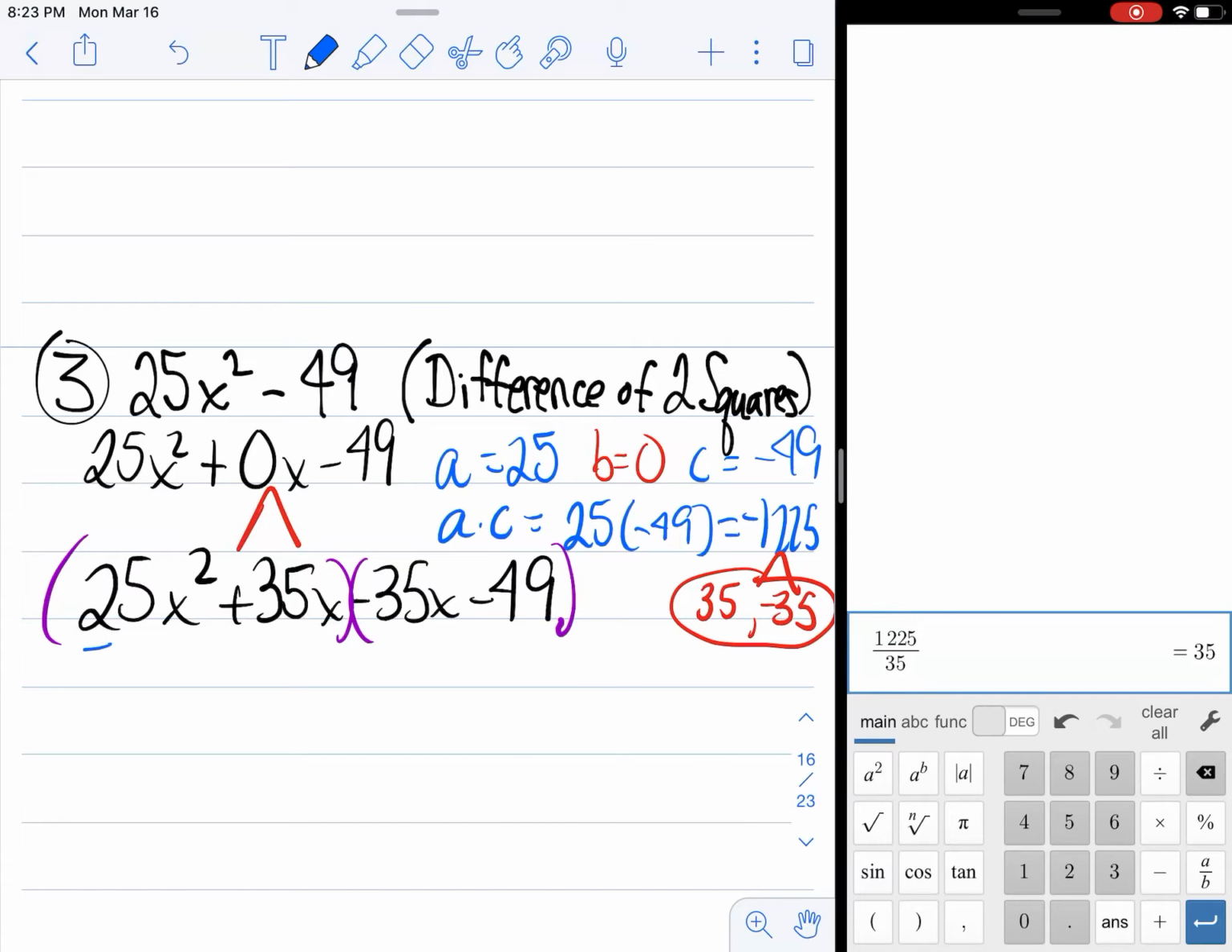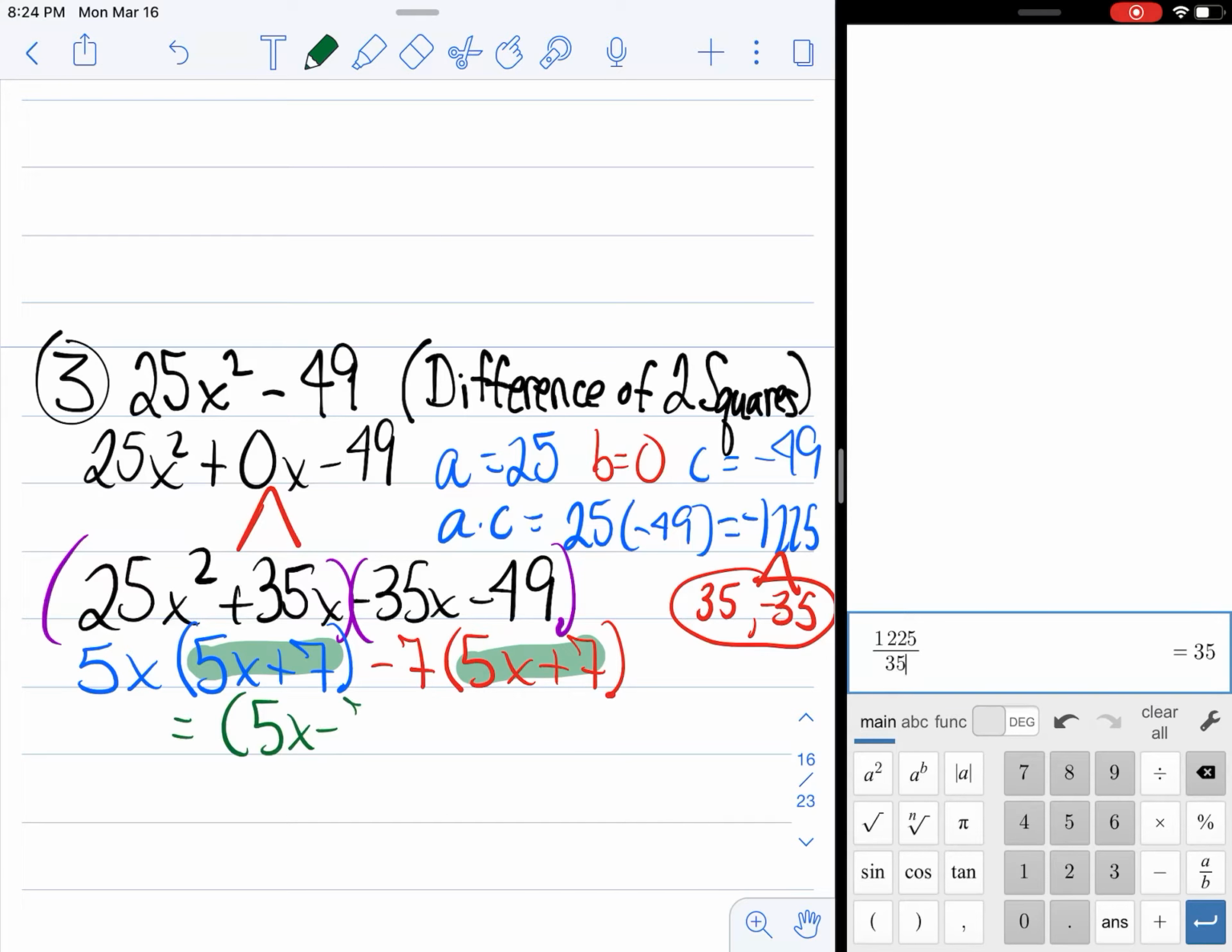So the GCF of the first group is 5x, and if we multiply that out, we're left with 5x plus 7. And in the second group, we'll have to pull out a negative sign because the groups don't match yet. So we'll pull out a negative 7, and left over we'll have 5x plus 7. And the groups match. So now all I have to do to finish this one up is write 5x minus 7 times 5x plus 7. And that is the final answer.